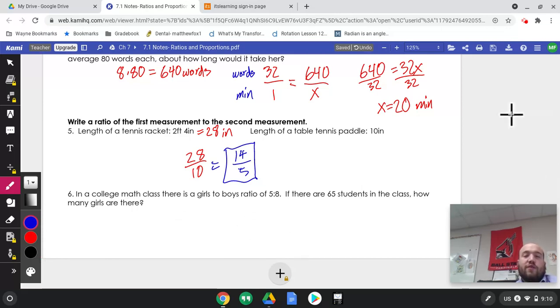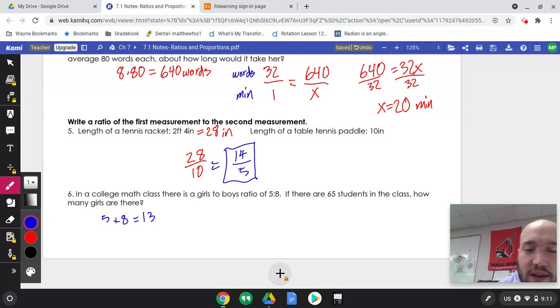All right. We've got one final question here. It says, in a college math class, there is a girls to boys ratio of 5 to 8. If there are 65 students in the class, how many girls are there? So, once again, we can set up our proportion. We know that there are 5 girls, we won't set up a proportion. Instead, we know that 5 and 8, this is in groups of 13. If we think about it, for every 5 girls, there are also 8 boys, which means we have 13 as our pod.